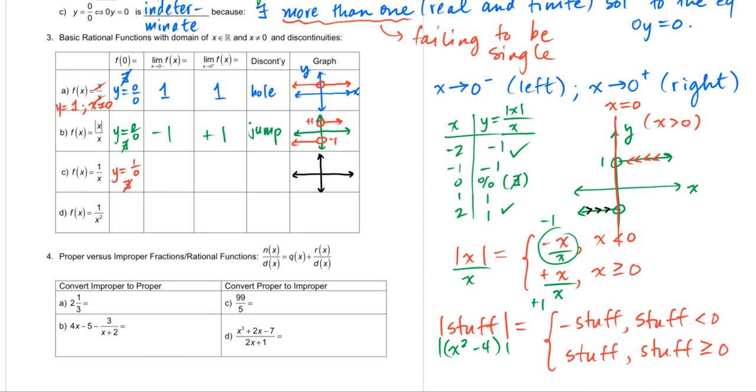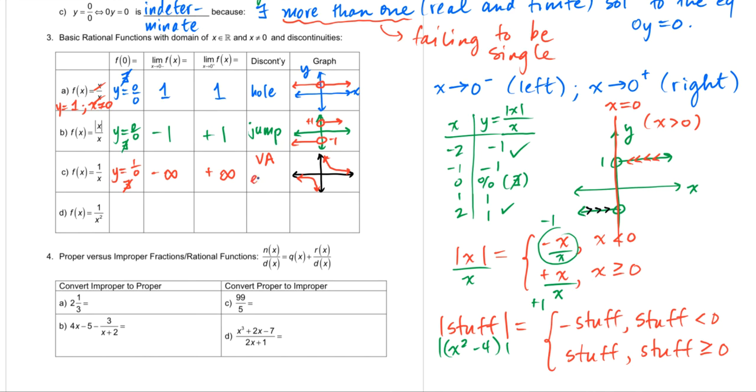I didn't do that with my grid here, with my x and y axes. As x approaches 0 from the left, y approaches -infinity. As x approaches 0 from the right, y approaches +infinity. And here we have what's called a vertical asymptote. A vertical asymptote is just an indication that a finite x-coordinate is making the y-coordinate infinite.